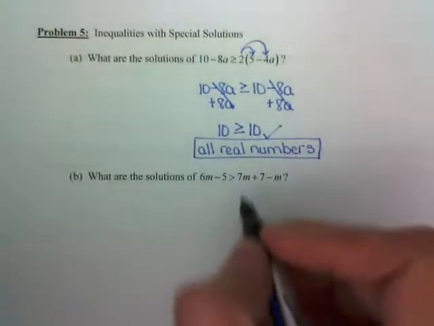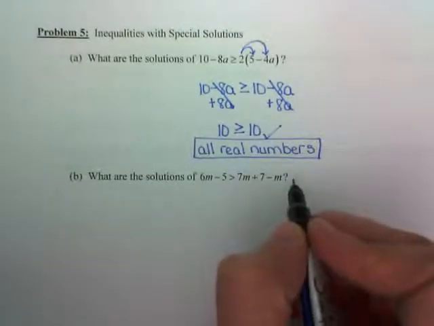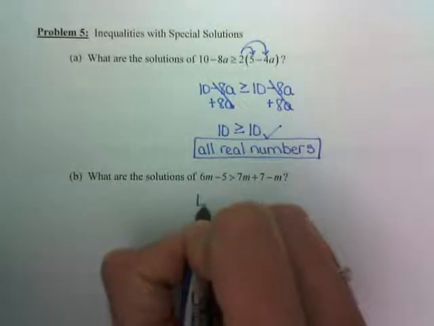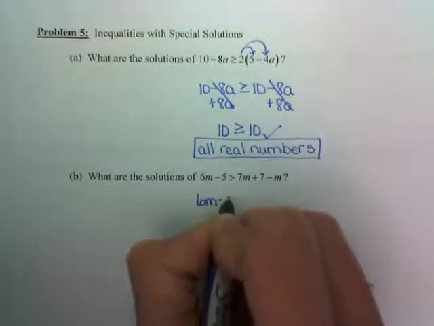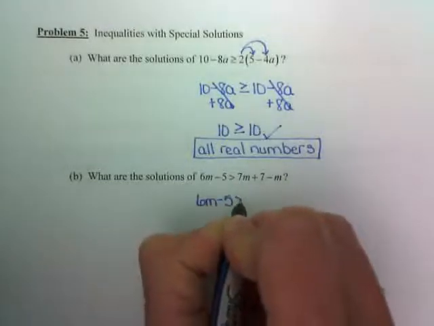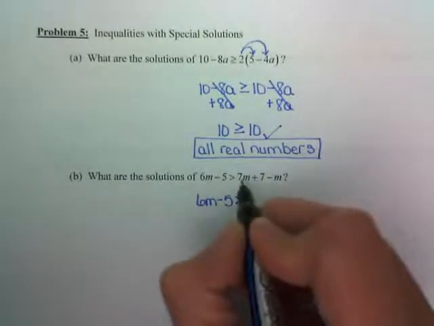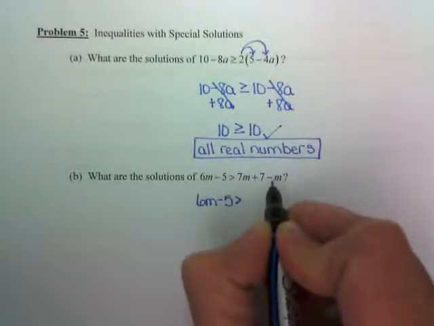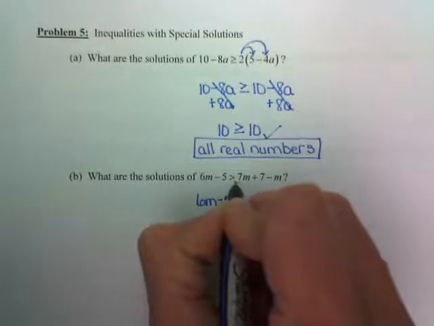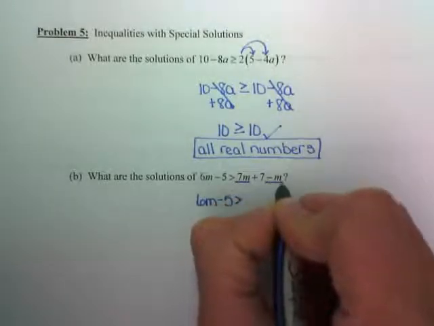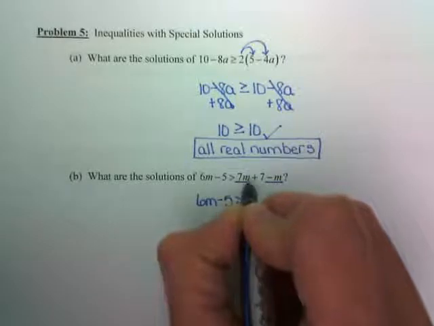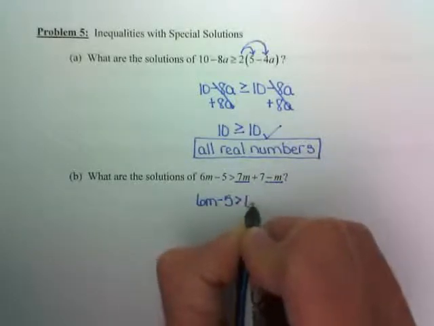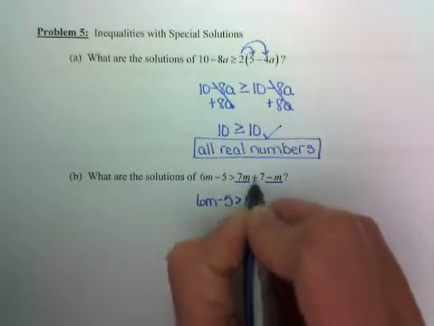Well, first of all, we don't have a distributive property because we do not have any parentheses. 6m minus 5, there's nothing going on this side, so I'm going to leave it as 6m minus 5 greater than, but if I look at the right hand side, I got a 7m and a negative m. Remember, this is a negative 1m if you need to add the 1. Well, since they're on the same side, I can just combine like terms. What is 7m minus 1m? Well, 7 minus 1 is 6 m's plus 7.